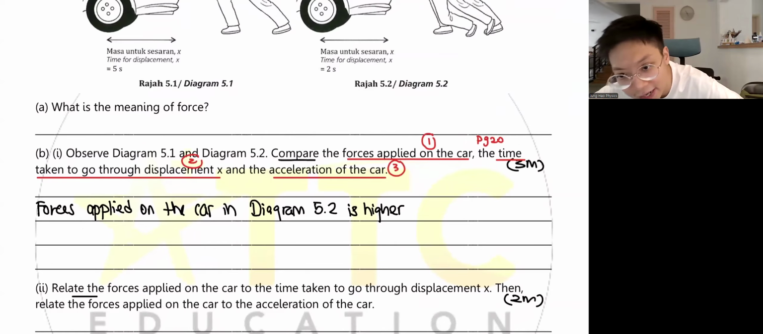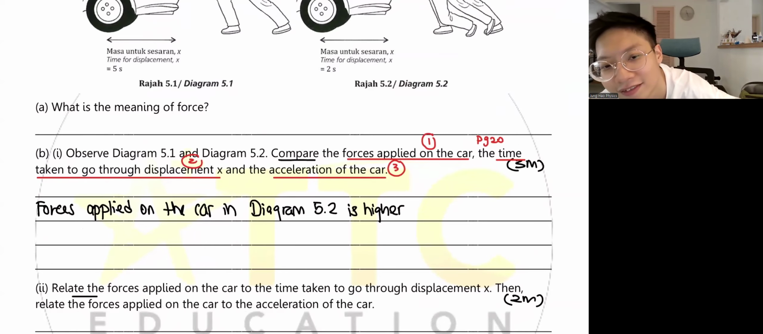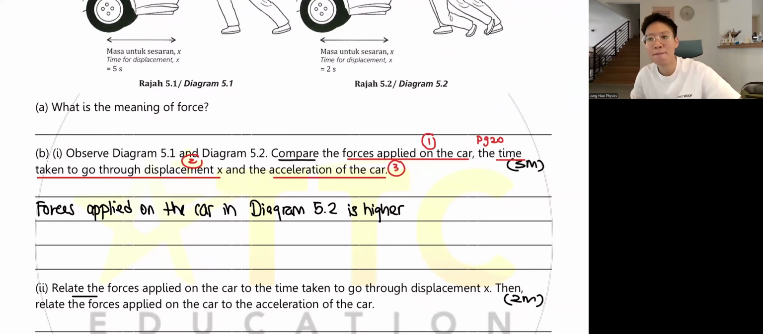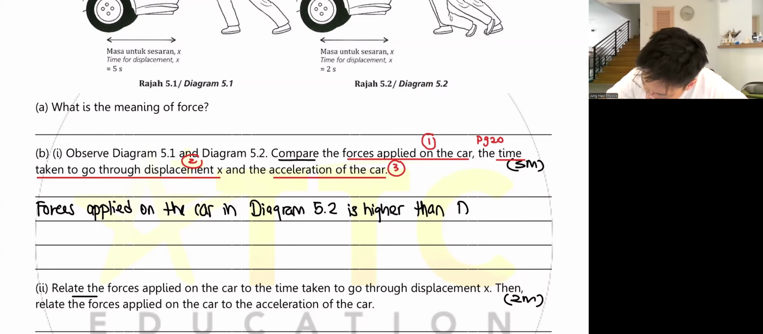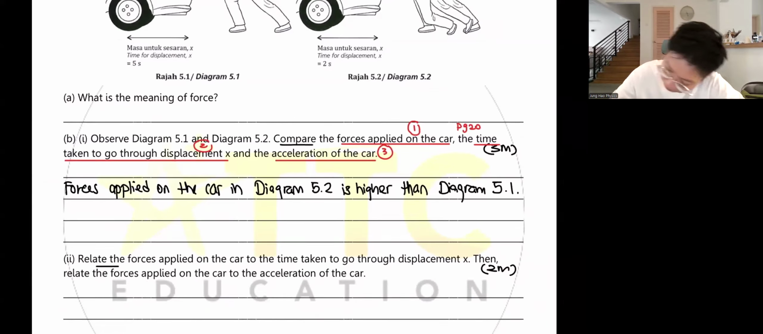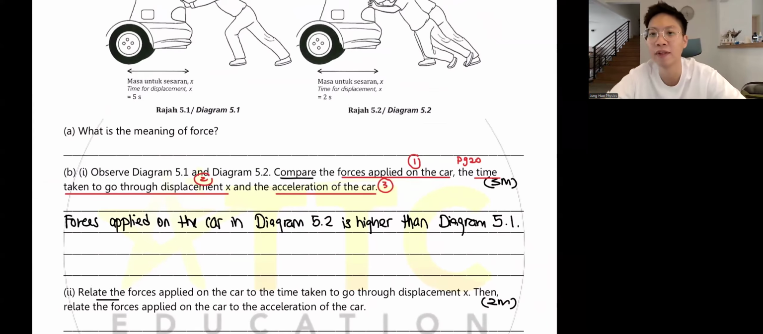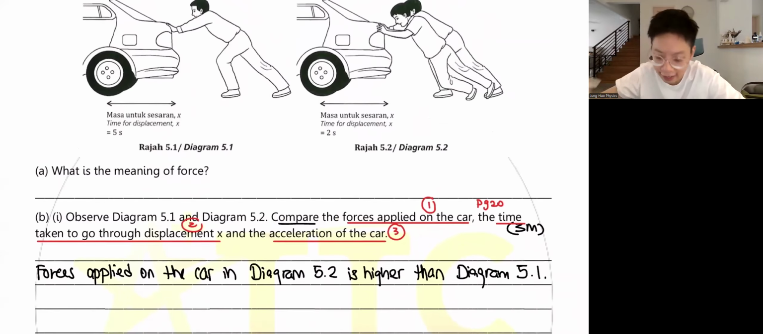Guys, like this, can get one mark or not? You see, Jing En says can. Beep, beep, foul, foul. Yellow card. Because you never compare. Compare means you must say who and who. So you have to say higher than diagram 5.1. So it's going to be 5.2 higher than diagram 5.1. Like that, you get one mark.